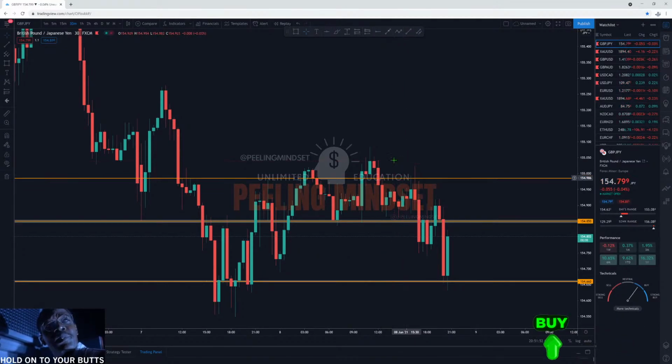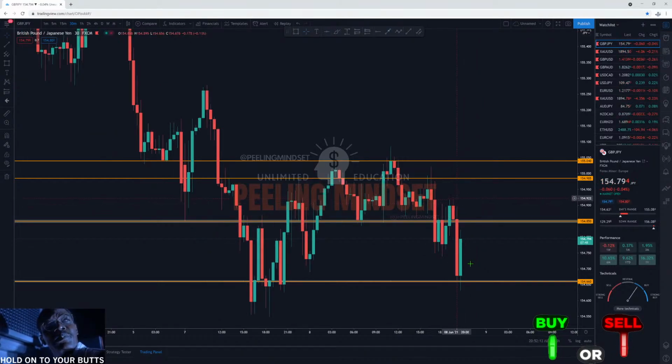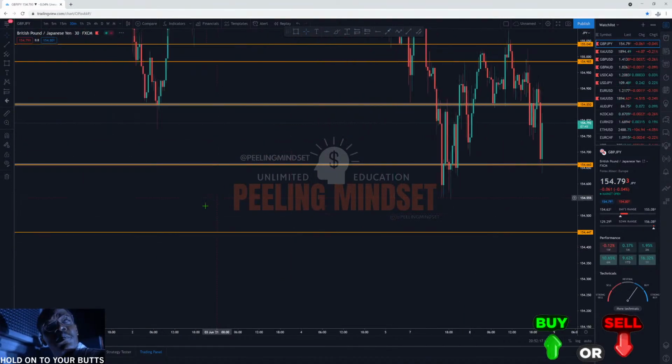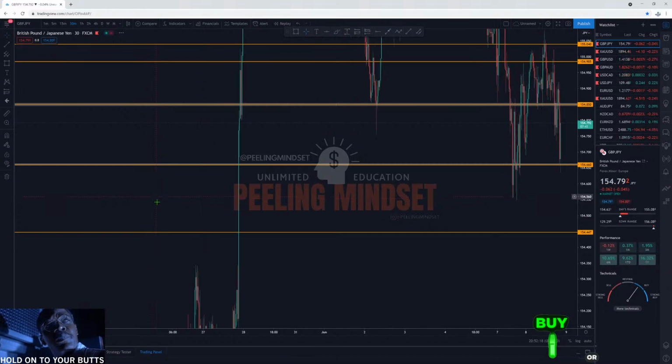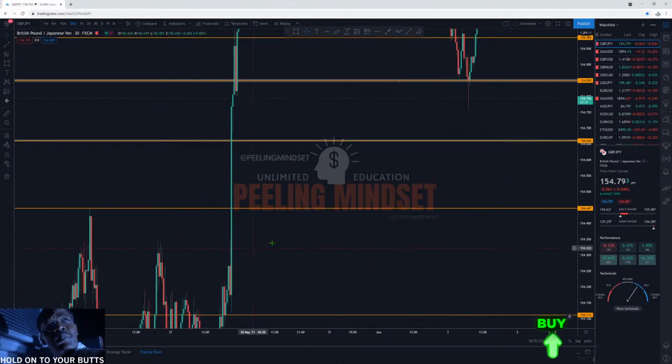155.40. So 155.40. As long as price stays below this level, it's all good for me. So I would love to see price breaking the lows and attacking the clear traffic on the left hand side. It makes much more sense to attack this clear traffic on the left hand side than anything else.